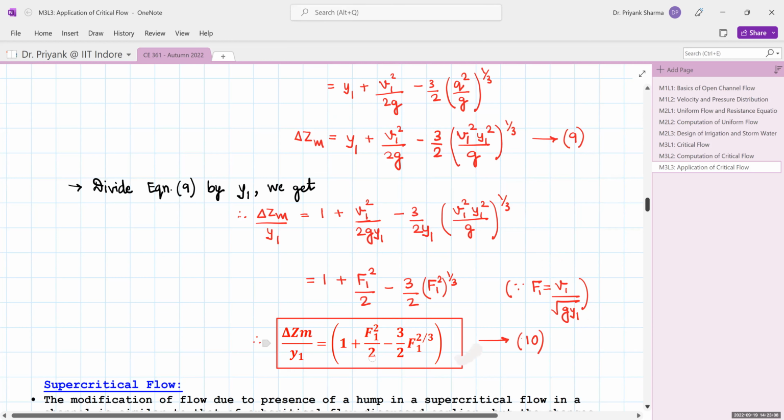So if you want to find out the height of the hump, with the help of the Froude number itself and the upstream depth, these two parameters will help you find the minimum height of the hump that is required.